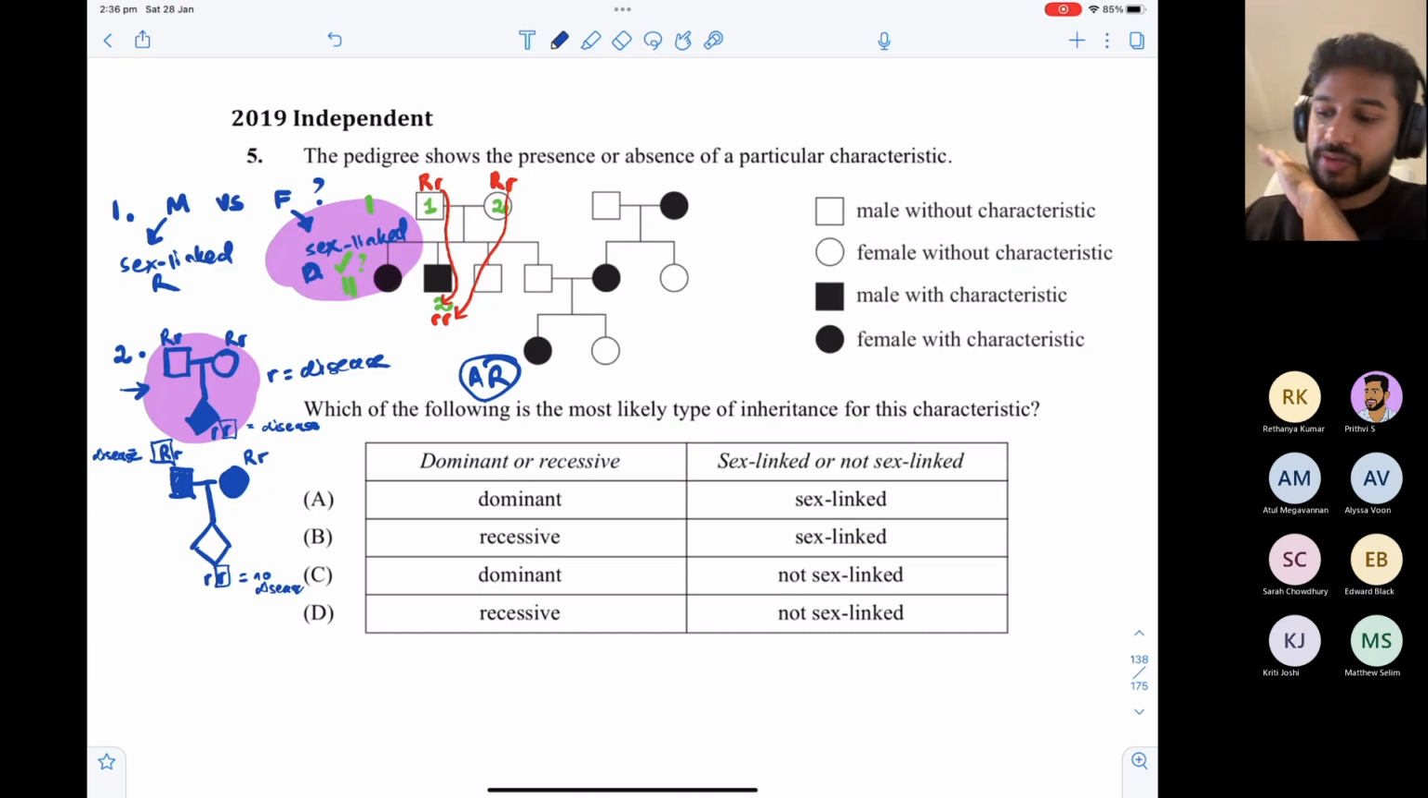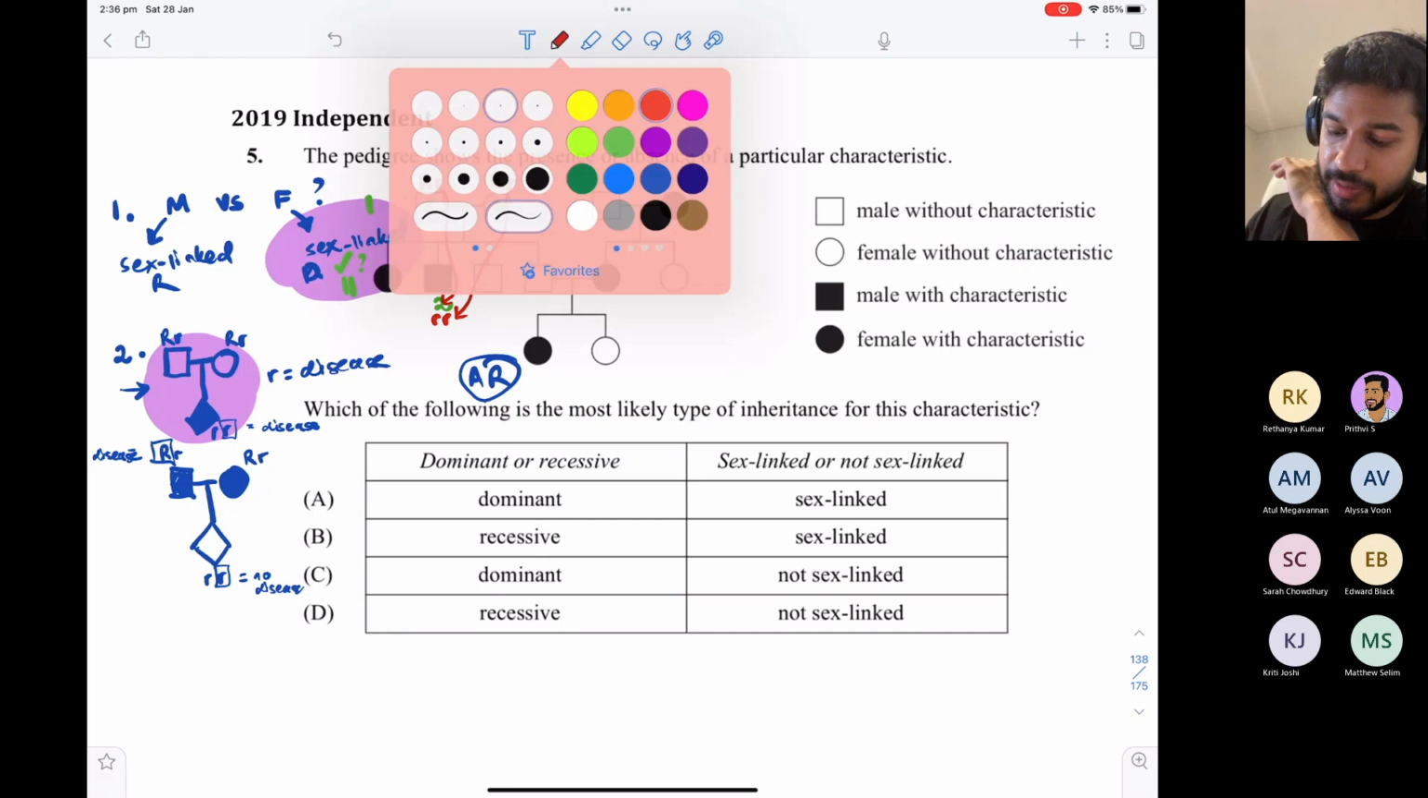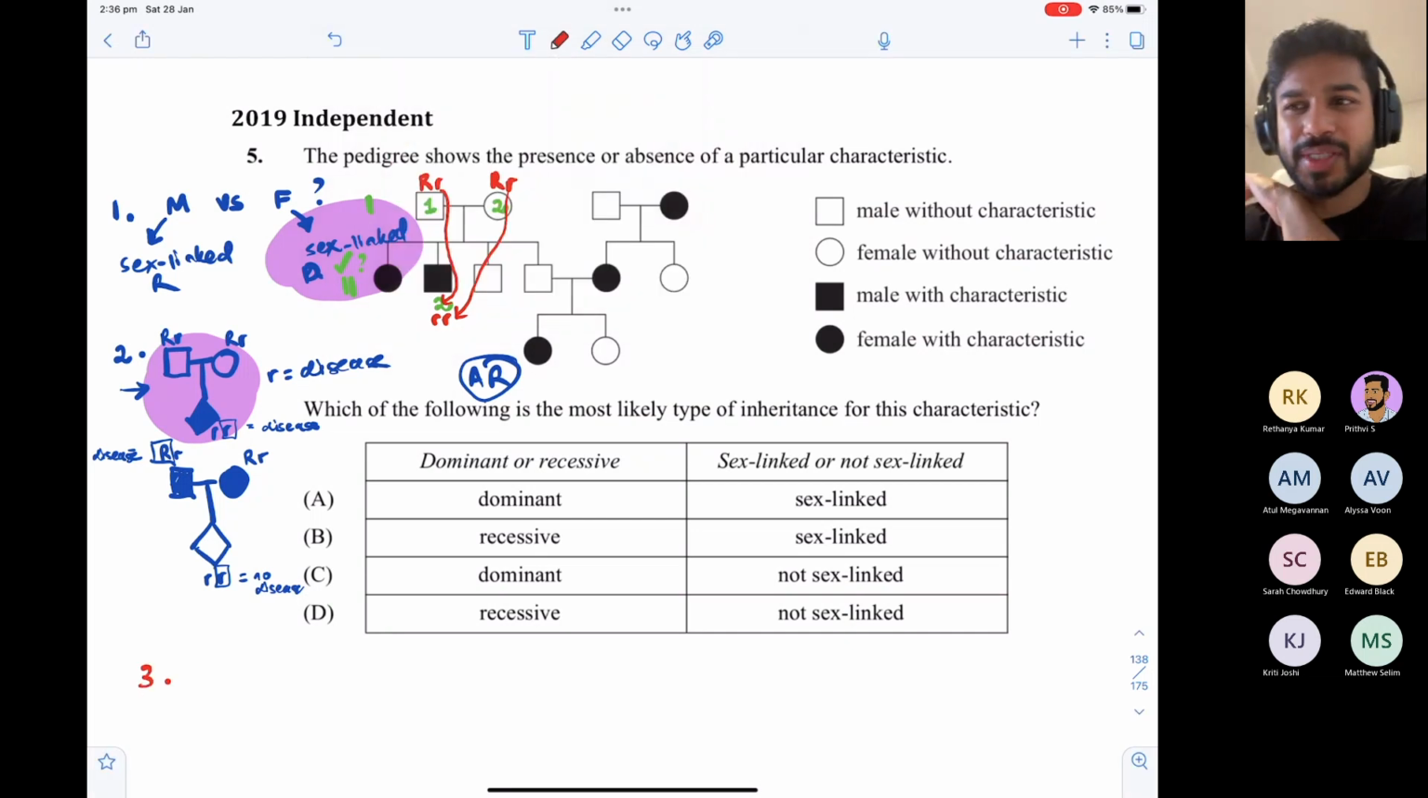Exactly, right? So the final step here, step 3, it's probably the most cumbersome step, right? But you can get really fast the more questions you do. The only way to confirm or disprove a pattern of inheritance is to assume it and work through the entire pedigree and see if there are any errors. If there are no errors, that pattern of inheritance is possible, right?